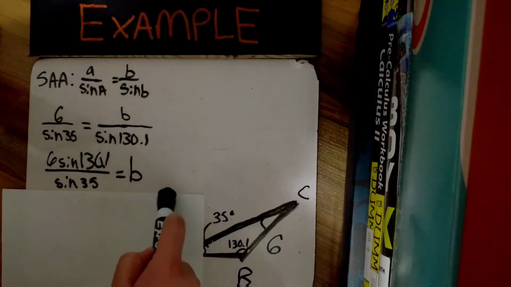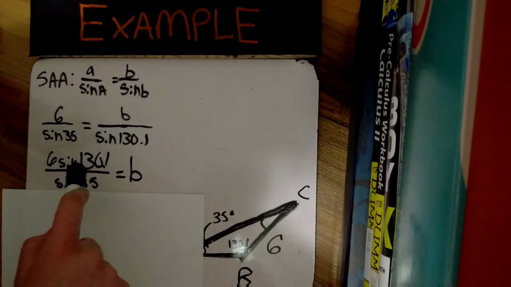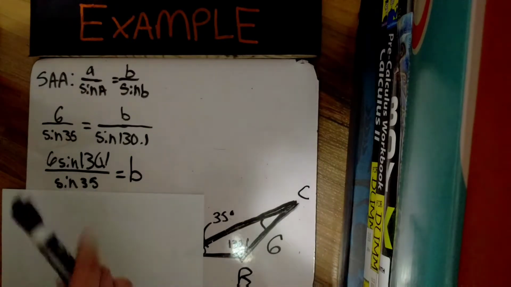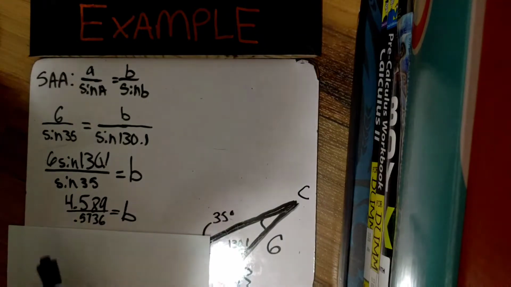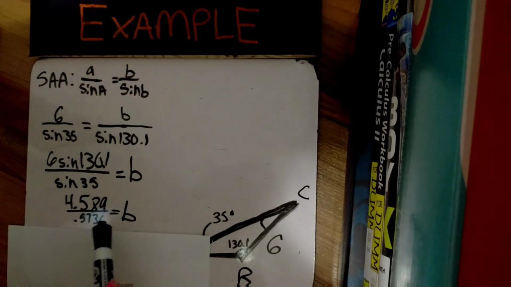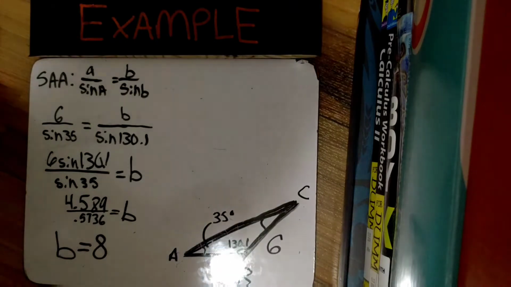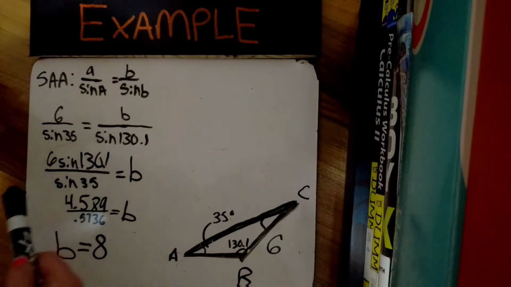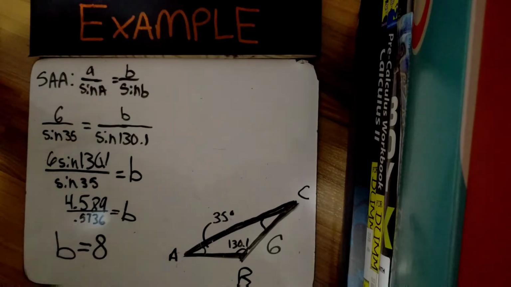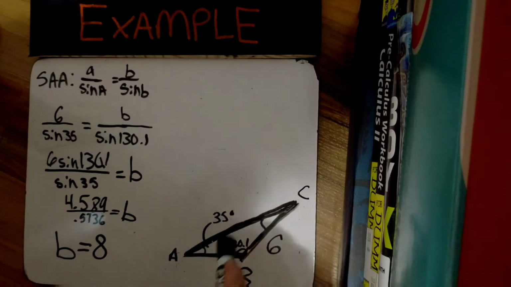So to get b on its own, to solve for b, we have to multiply times sine 130.1. So 6 sine 130.1 over sine of 35 equals b. And then you do the math to find that 4.589 over 0.5736 equals b. Even further, b equals 8, which is 6 sine of 130.1, 4.589, over sine 35, which ends up being 0.5736, dividing them to get 8. So your side of b, which is this side here, is 8.